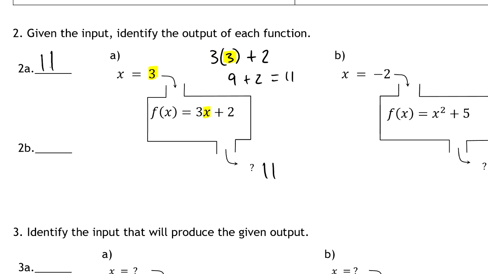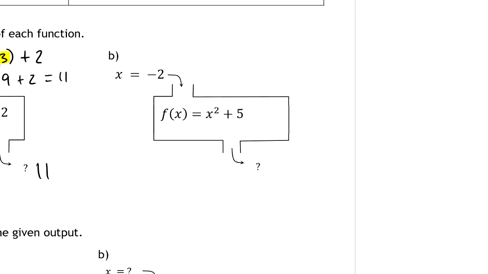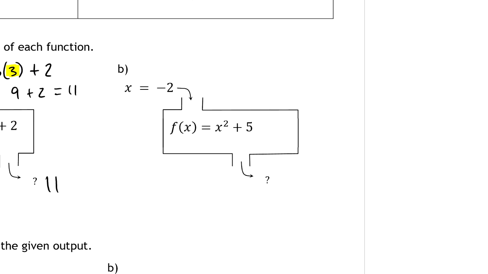That's part A. For part B, you can see I'm going to take this value of negative 2, and it's going to go in for x. And then that value of x is going to get squared. So notice how I use parentheses here. It's really important to see this distinction. So here's negative 2, right? That's my x value, and I am now going to square that. And then once I'm done with that, I'm going to add 5 to the result.